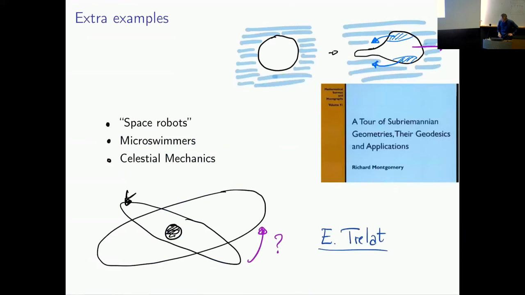Very good. Some extra examples that follow more or less the same philosophy are what I call space robots. Imagine a robot floating in space. It can probably move around like a cat, but maybe more freely. Another example are microswimmers, which means living things or robots that are very small and float in some liquid, in water. Very small means like bacteria or something.